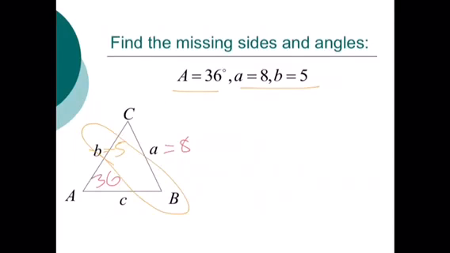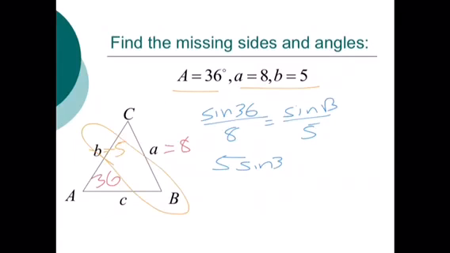Starting off the ratios, I know I want to solve for an angle, so I'm going to use the alternate form, which means that I have the sine of 36 divided by 8 equals the sine of B divided by 5. We have a few more steps when using the alternate form. We're going to start off by multiplying by 5. So we have 5 times the sine of 36 divided by 8 is equal to the sine of B.